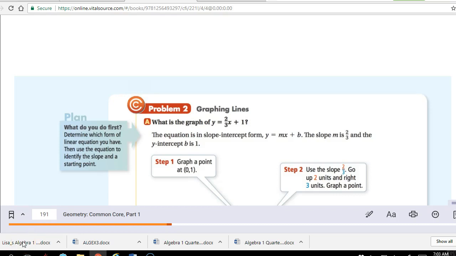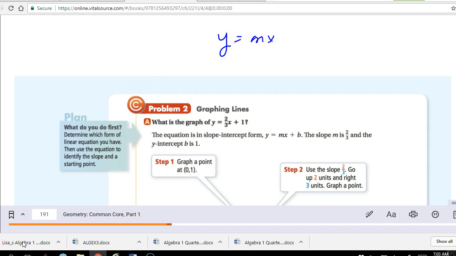We're going to look at problem number 2 of section 3.7, and this is found on page 191. However, to be able to do problem 2 here, we need to look at the bottom of page 190 before we look at this one on page 191. And that is the slope-intercept form of a line looks like this.